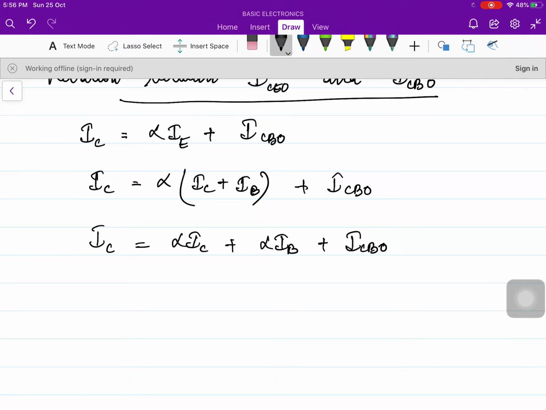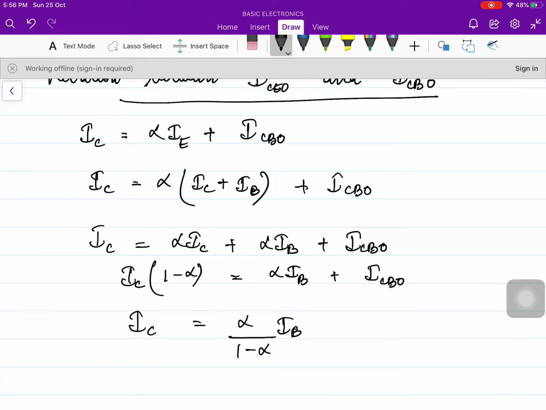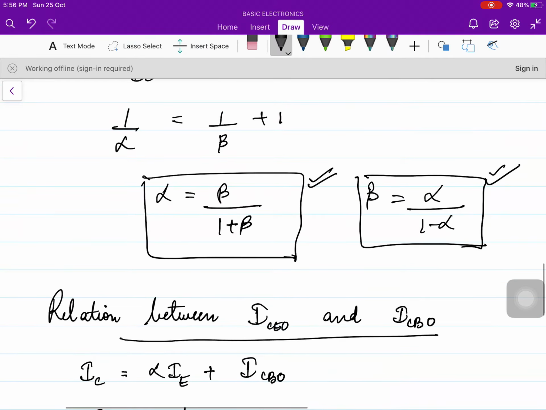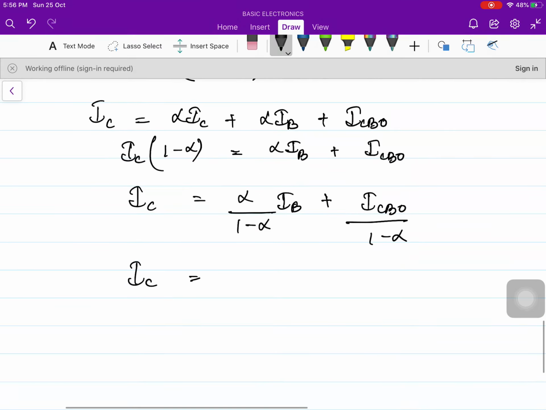Now this will come IC, keep IC terms on one side, that is 1 minus alpha, and alpha IB plus ICBO. Now IC is equal to alpha upon 1 minus alpha IB plus ICBO upon 1 minus alpha. And if I put it over here, you have already derived beta is equal to alpha upon 1 minus alpha. It is directly beta IB plus ICBO.